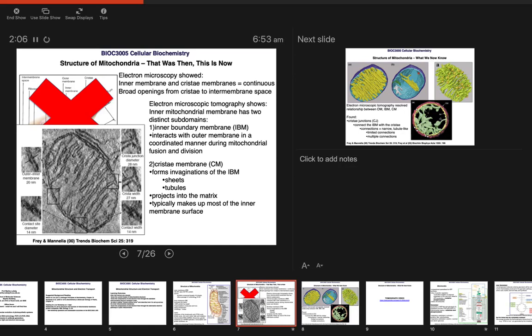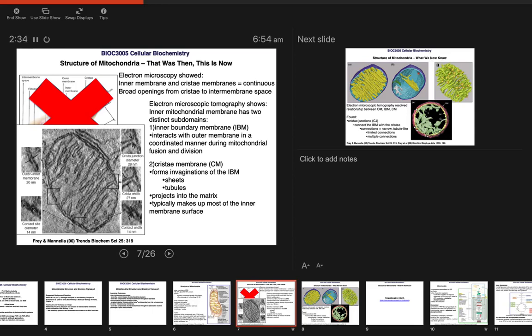So we can see in the electron tomographs the outer membrane and the inner membrane, and there are what appear to be contact sites, but again, people are arguing that these are artifacts. Okay, so just keep that in mind. And then there's the cristae membrane. That's the second subdomain of the inner mitochondrial membrane.